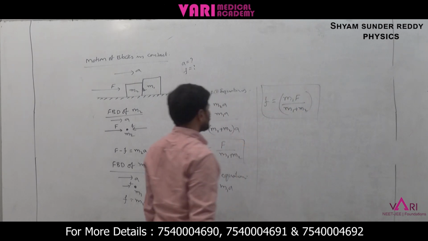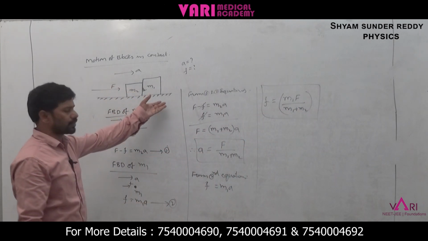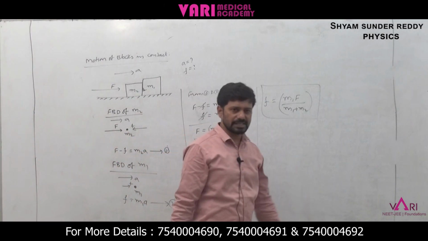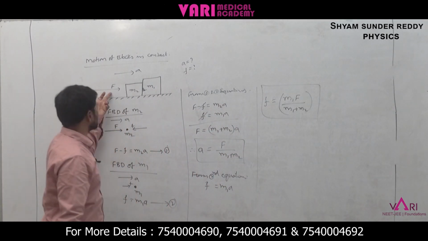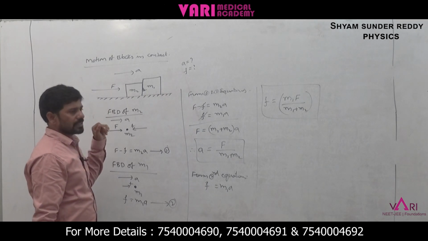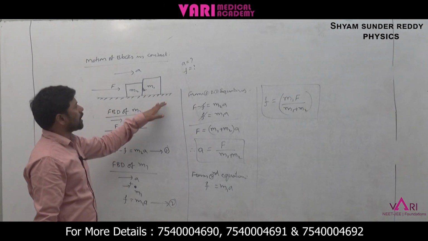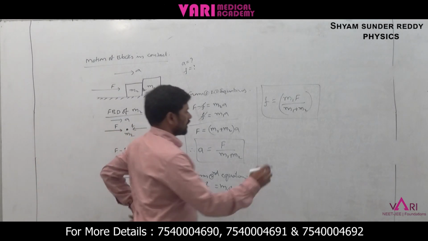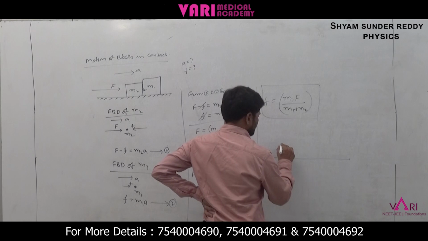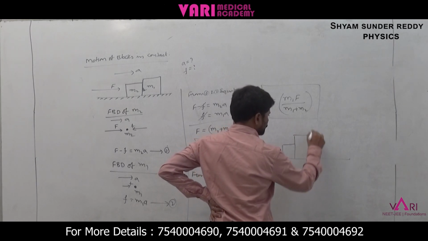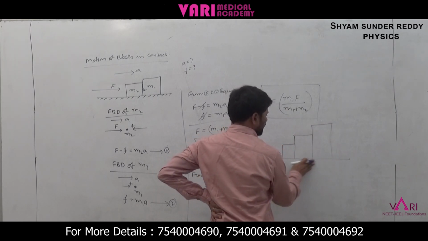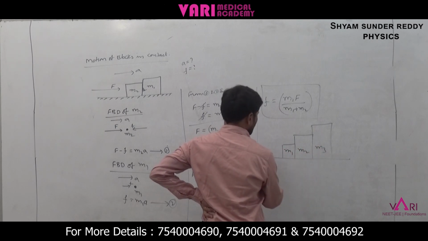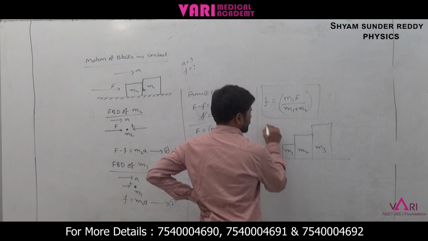Here also, if we have the values M1 is equal to 5 kgs, M2 is equal to 10 kgs, then just substitute the values and you will get the result. The applied force will also be given here. And suppose you have one more block, like this. This is M1, M2, M3. Three blocks are there. Force is in this direction.